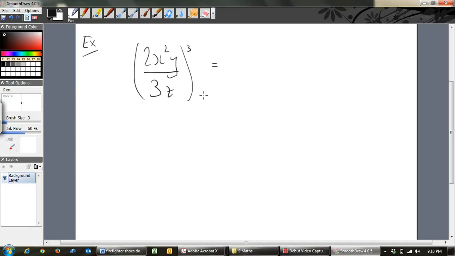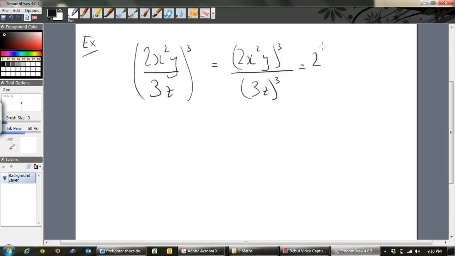So the index law we've just had a look at says that in a fraction raised to a power, the power goes to both parts. So that's 2x squared y raised to the power 3 over 3z to the power 3. So that's the first bit. And with these questions, you just take it one step at a time. Apply one index law at a time. So the next thing, let's try to simplify this top line. Well, index law number 5 I think it is, says that if you have things multiplied together in brackets, all raised to a power, that power goes to each part.